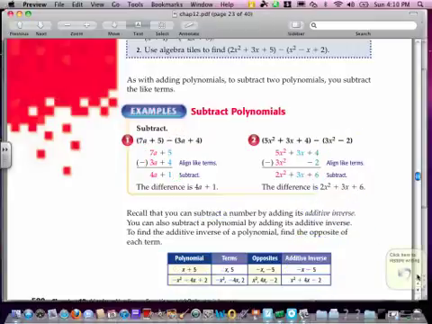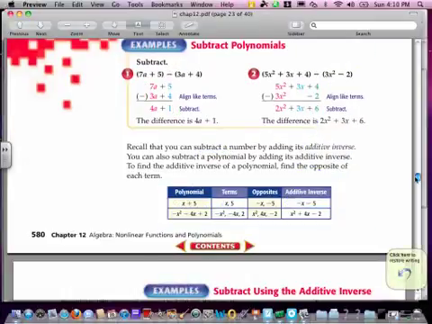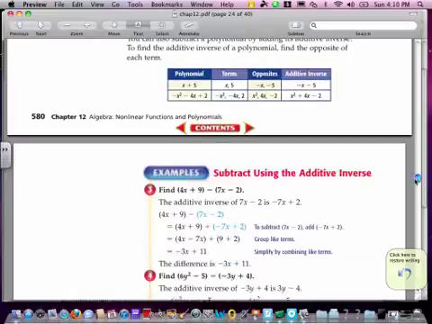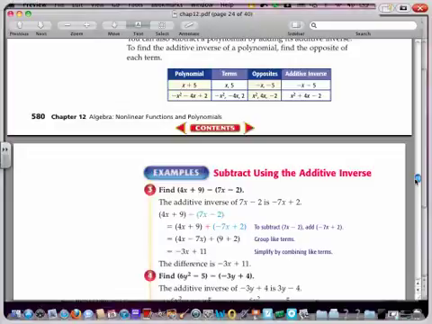So that's sometimes why we're going to do it this way, if that makes it simpler. Here it says, find 4x plus 9 minus 7x minus 2, and we're going to use the additive inverse. For now, just take this part right here, and let's do the additive inverse of that.